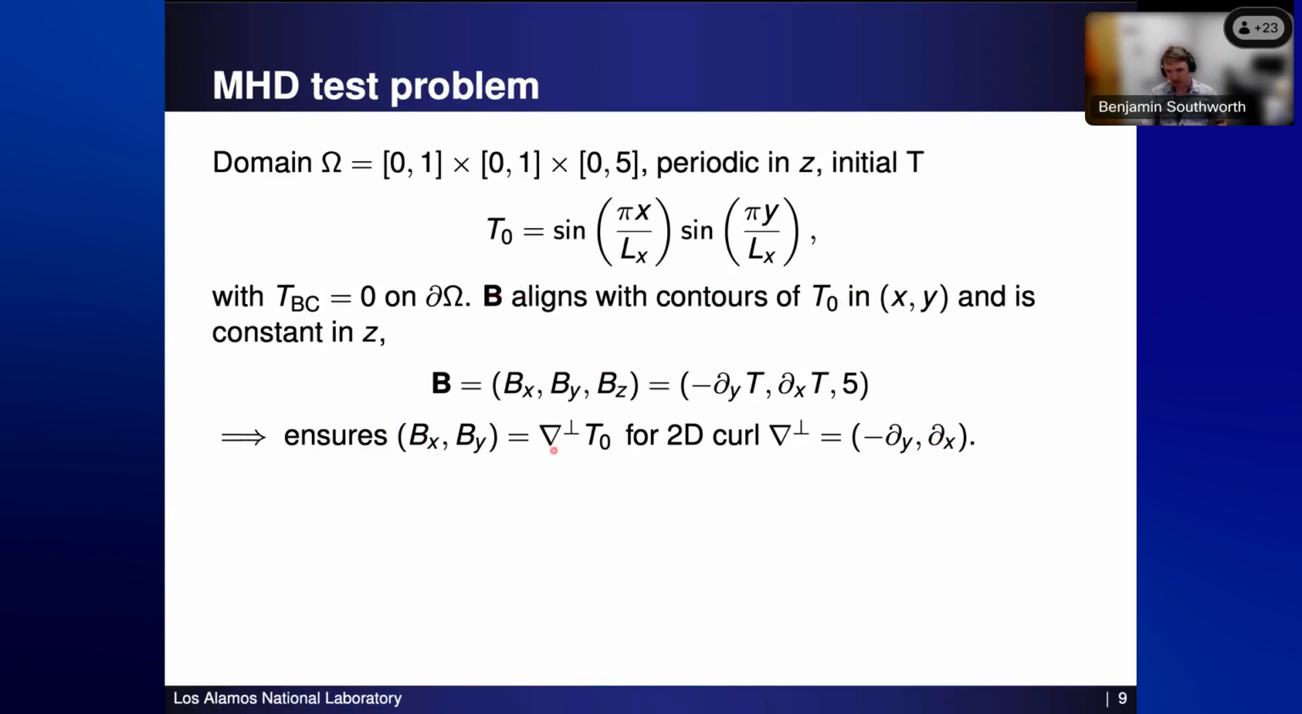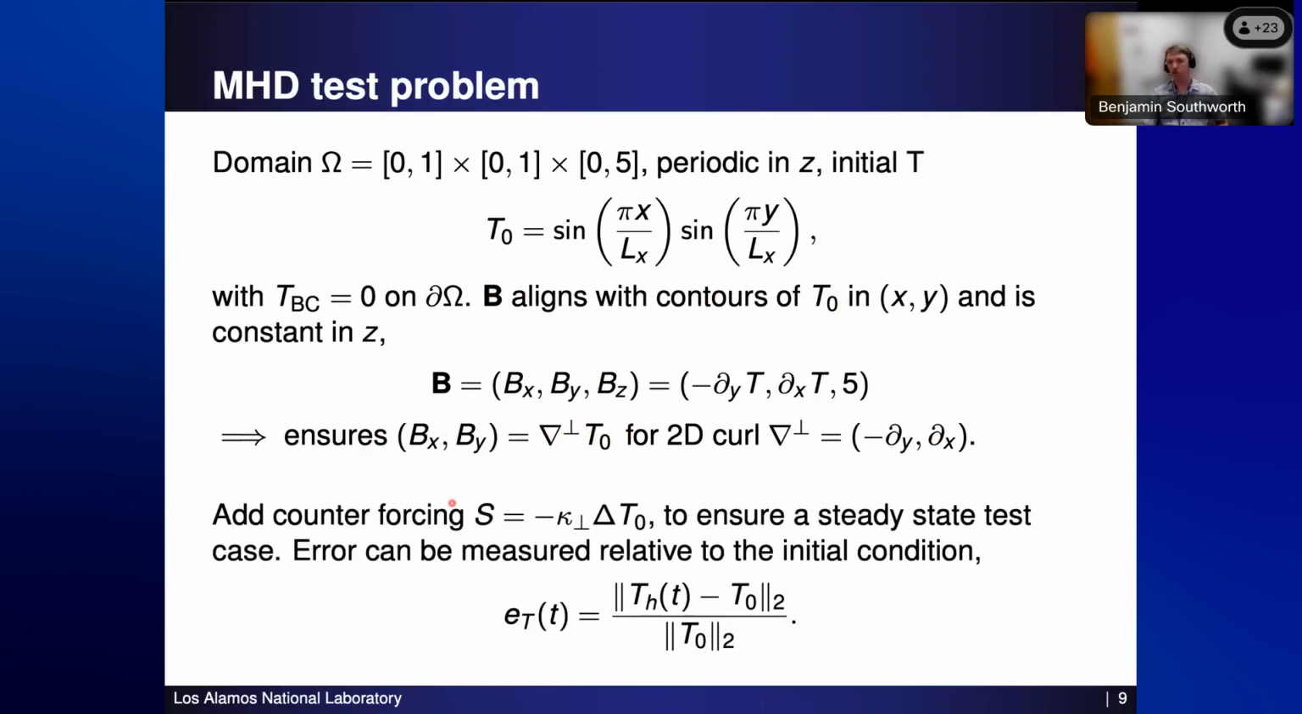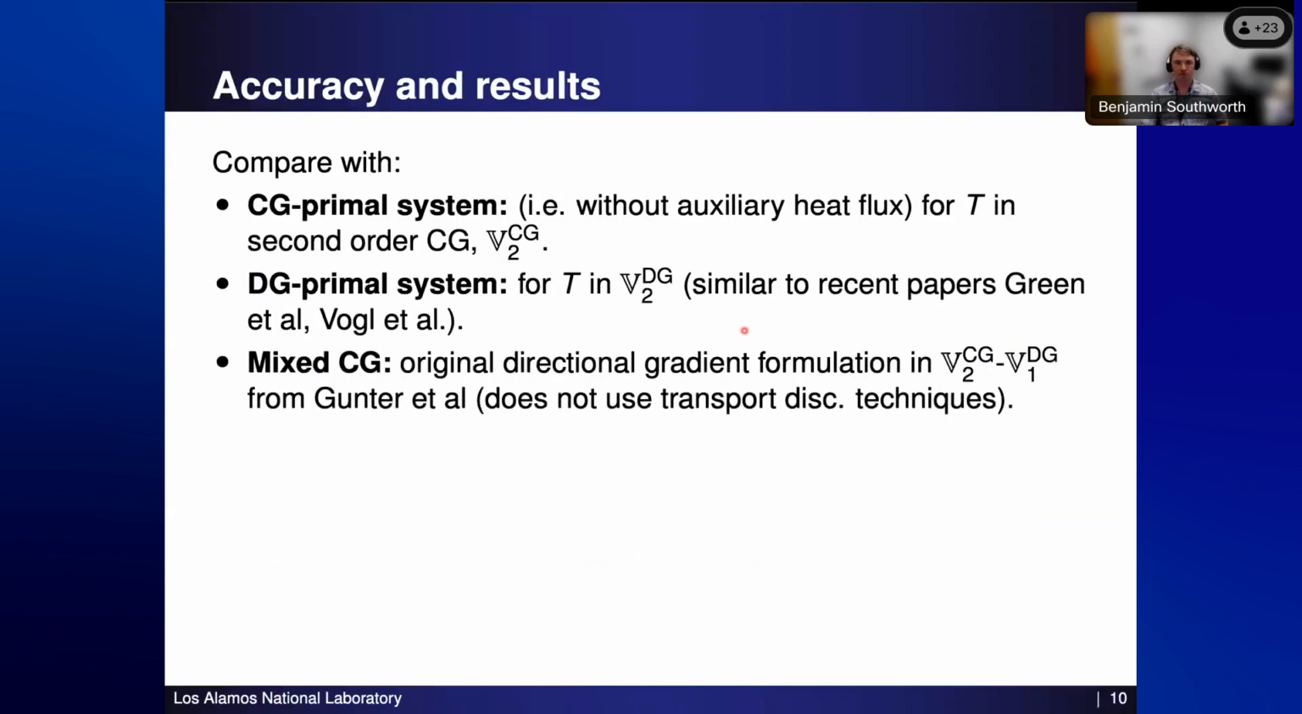And what this does is ensure that the 2D curl of your initial temperature is given by your B field. And so what we can do is add a counterforcing term, again, the manufactured solution, to ensure that the continuous time evolution of this equation is really a steady state test case. And so in doing that, we can measure the discretization error over time and how it accumulates relative to some known solution that we should be at. And so this is how we measure the error.